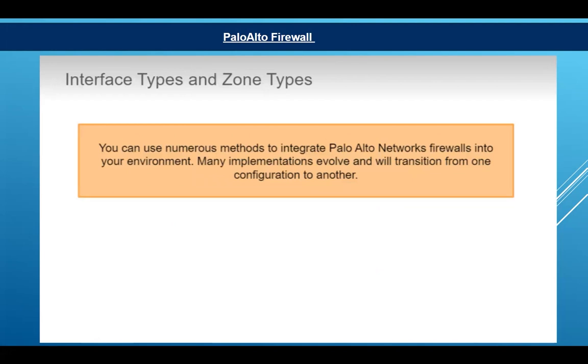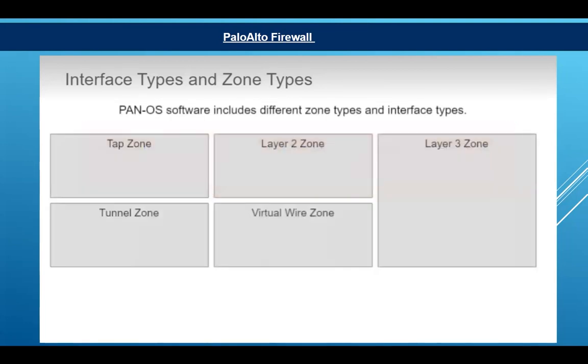Now, guys, an important thing. How many types of interface do we have? How many types of zone do we have? Here we can have five types of zone: tap zone, tunnel zone, layer 2 zone, virtual wire, or layer 3 zone. Right, guys? What are tap, tunnel, layer 2, virtual wire, and layer 3? We will discuss that later. But which type of interface can you assign in which type of zone? That we will check here.